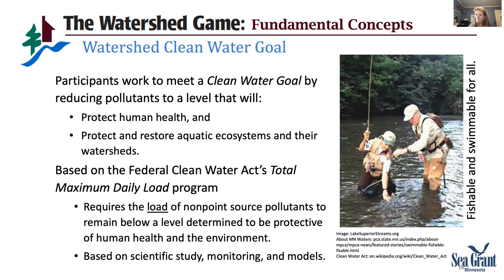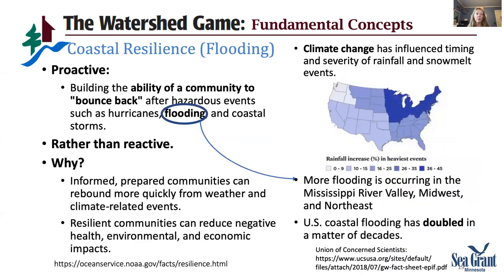Okay, so let's move on to the second part, and that's coastal resilience. Resilience is talking about helping a community or a watershed build the ability to bounce back quickly after hazardous events. That could be hurricanes, flooding, coastal storms, or tornadoes in certain parts of the country. And in the case of the Watershed Game, we decided to look at flooding.